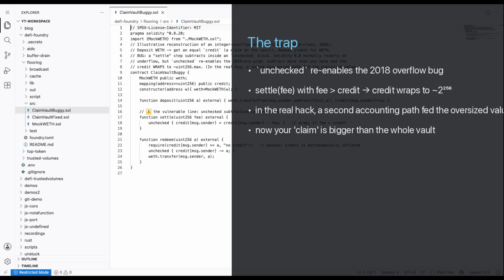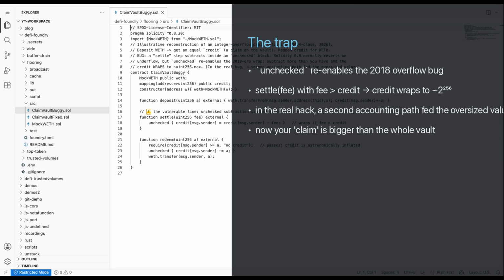So unchecked re-enables the old bug. Call settle with a fee larger than your credit, and your credit wraps to near 2 to the 256. In the real Flooring hack, a mismatch between two accounting paths quietly fed an oversized subtraction into an unchecked block. Either way, your claim on the vault is now larger than everything in it.